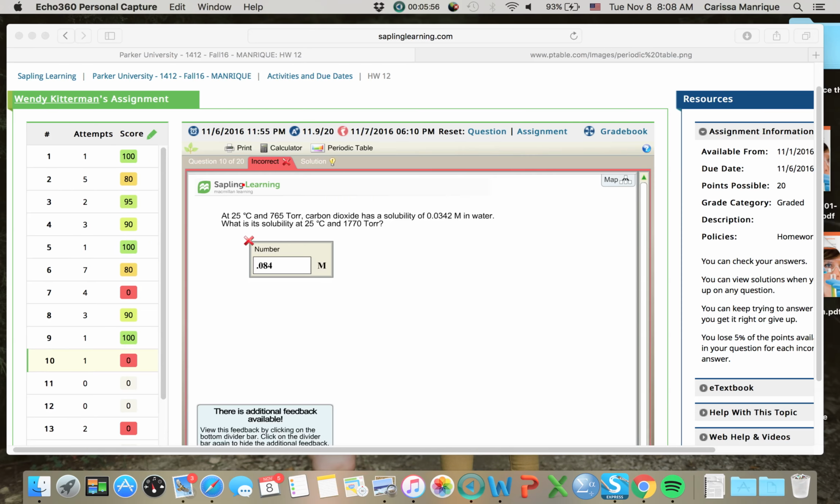Okay, so here's the next one. It's number 10 on the homework. And it says at 25 degrees Celsius and 765 torr, carbon dioxide has a solubility of 0.0342 molar in water. What is the solubility at 25 degrees Celsius and 1770 torr? Okay, anytime in chapter 12 they talk about solubility and pressure. Okay, so let me write this down.